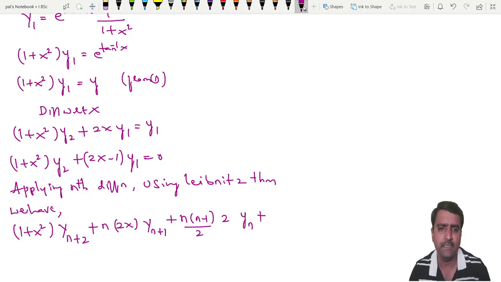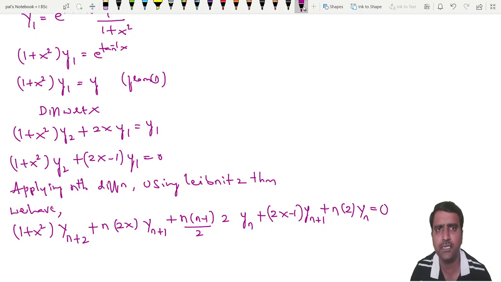Plus, similarly to this 2x minus 1 into y1, you apply the nth differentiation. You take 2x minus 1 into the differentiation of y1, which can be written as yn plus 1. So next step plus nC1, that is n into the differentiation of 2x minus 1, which is 2, and you reduce one number from this, it is yn is equal to 0. So I am using a very shortcut method in applying the nth differentiation. If you want detail, you watch the previous videos.